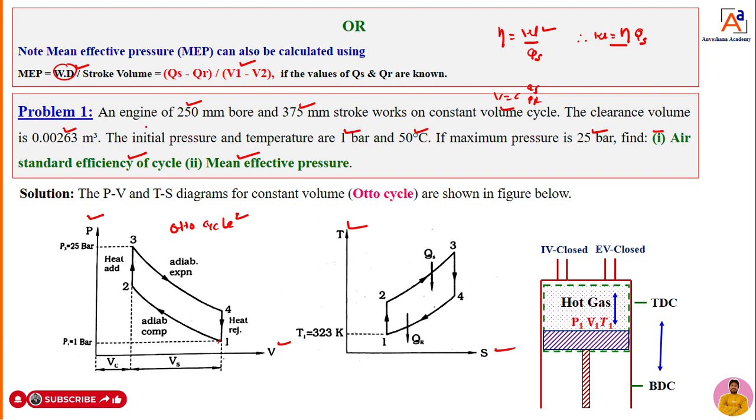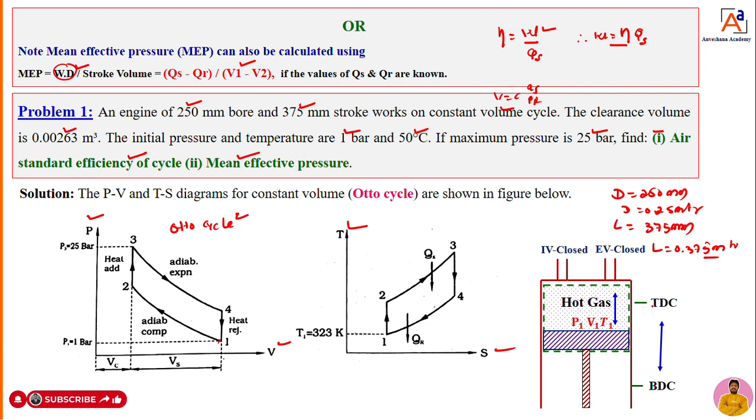When it comes to the data, he has given the engine bore diameter equal to 250 mm, that is D equal to 0.25 meter, which I have taken, and the stroke length he has given as 375 mm, so that is L equal to 0.375 meter. So that I have listed now.